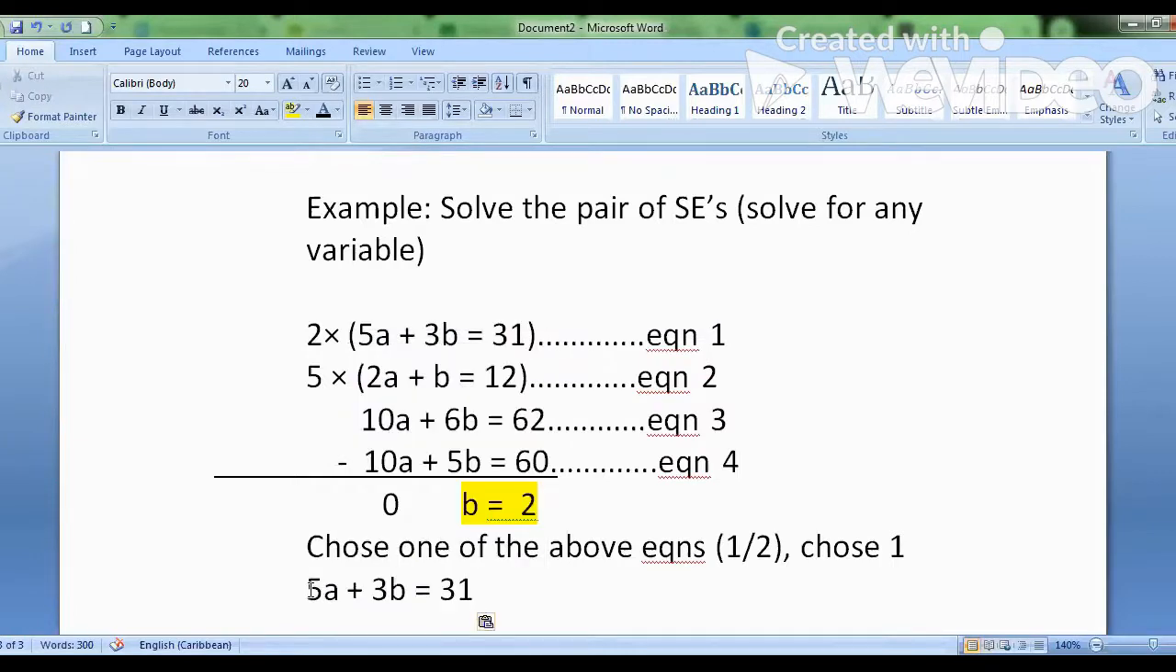Now, let me ask a question. What was B? Equal to 2. You see the answer you get for B? You're going to plug it in here. So it's not 3B, you know, because you worked out B.